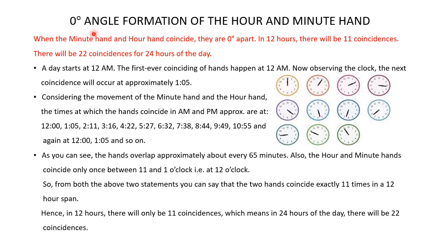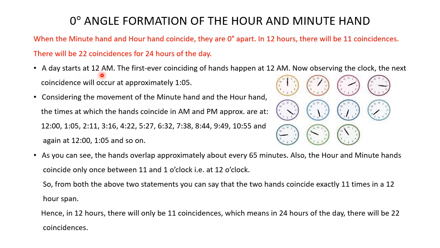Let's now learn about 0-degree angle formation of the hour and the minute hand, and also let's find out how many times the hour and the minute hand coincide in a 12-hour span, and also how many times the two hands coincide in a day. Now, when the minute hand and the hour hand coincide, they are 0 degrees apart.